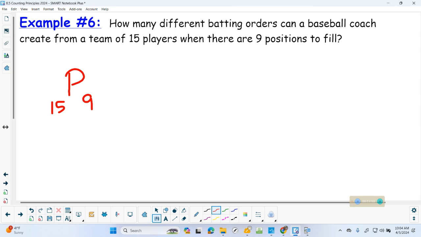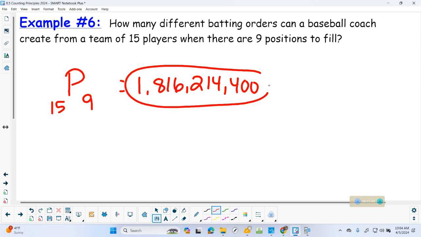So when you're only working on a certain amount, you can just use this. Okay, punch that in your calculator. You get a very large answer. Let's see if we can read it. 1. There we go. I'm very happy we don't have to write out all those different possible batting orders. Super happy about it. Okay, any questions on that one?